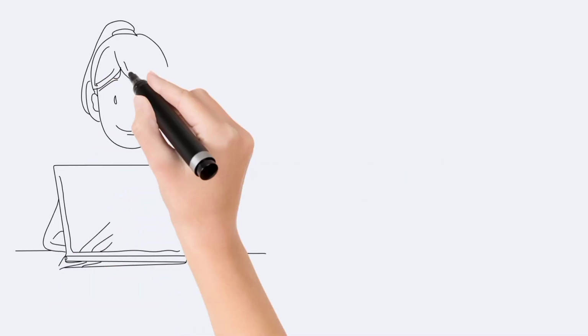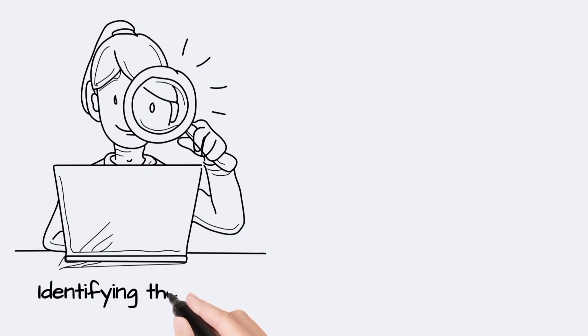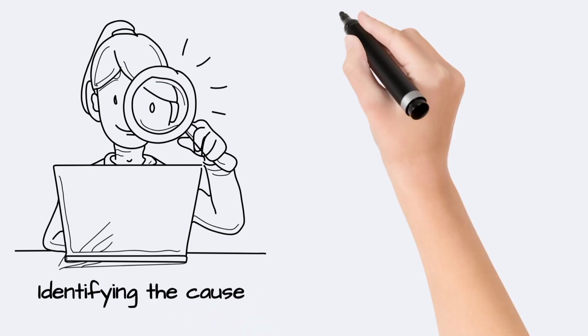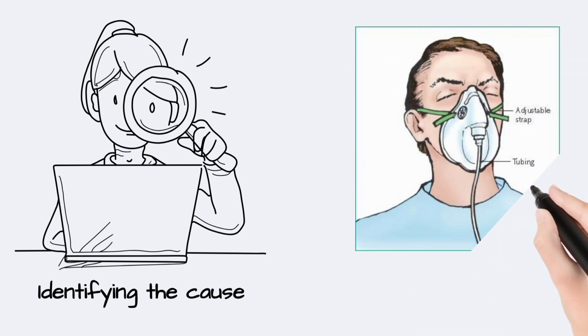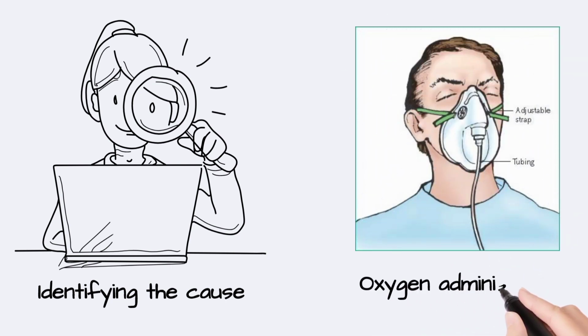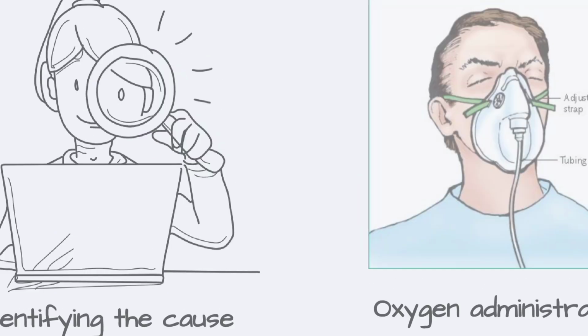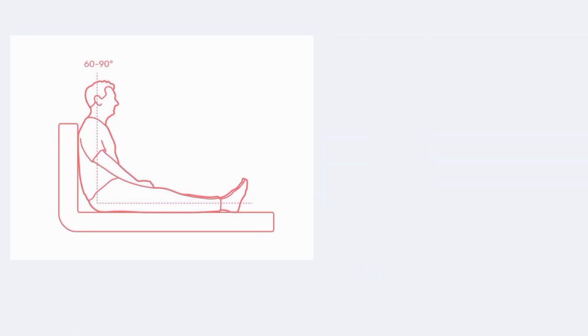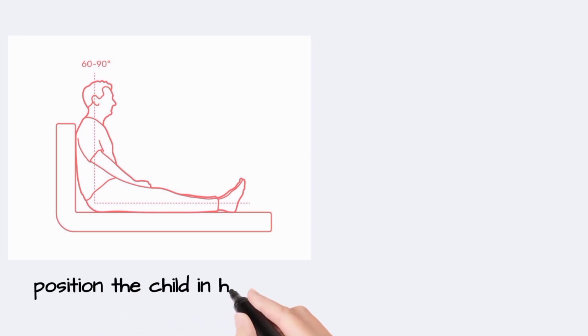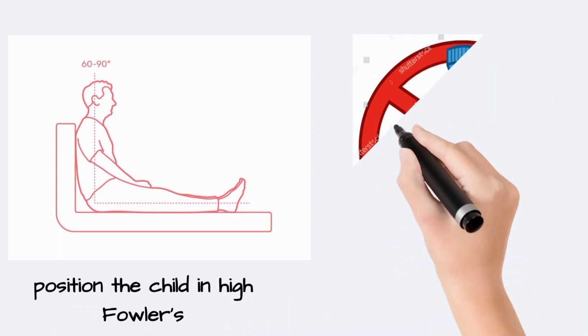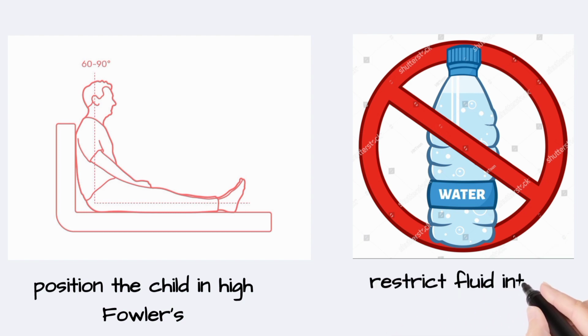Now let's have a view of the nursing management of this condition. To manage this as a nurse, we'll need to identify the cause of the respiratory distress syndrome to guide our actions. Then we'll need to administer oxygen to the patient, this to provide the body with enough oxygen and prevent hypoxia. Then, positioning the child in high Fowler's, to promote lung expansion and restricting fluid to prevent pulmonary edema.